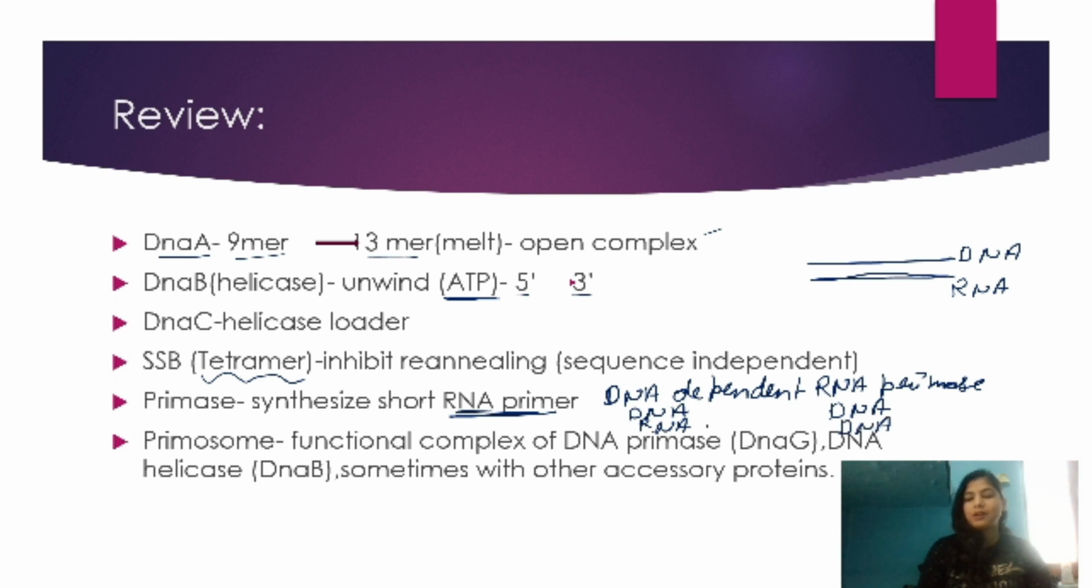So in case of RNA dependent DNA primase, when we do the reverse and make DNA from RNA, that is known as reverse transcription. But in case of prokaryotes, the primer which is used is DNA dependent RNA primase. Therefore it is known as RNA primer. Now primosome is a functional complex of DNA primase, that is DNA G, and DNA helicase, DNA B, sometimes with other accessory proteins.